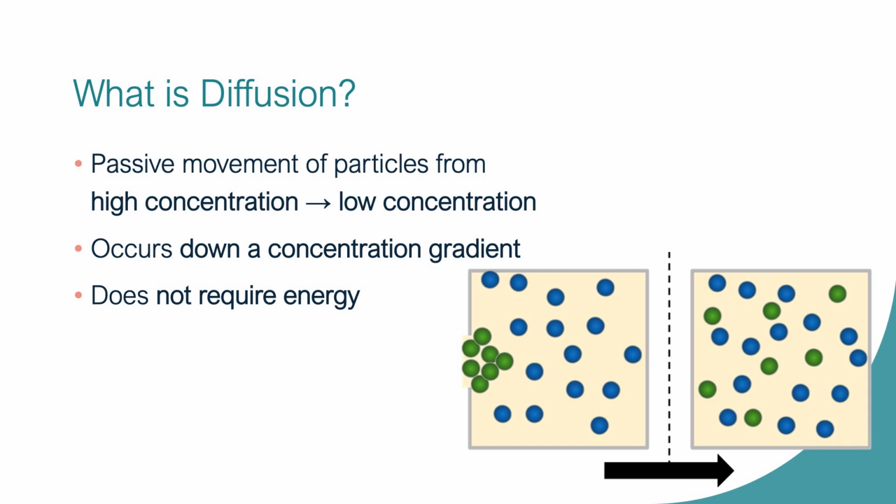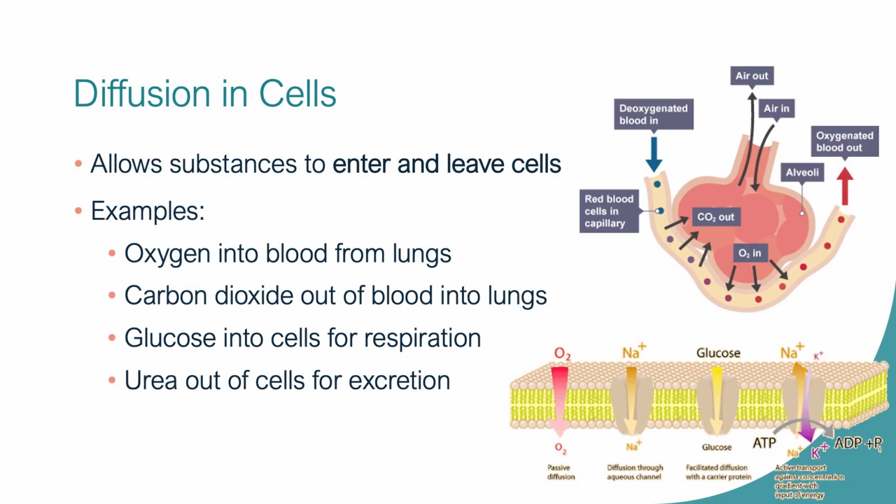So diffusion is the passive movement of particles from a region of higher concentration to a region of lower concentration. In other words, it means down a concentration gradient. It is a passive process because it does not require energy from the cell. The particles move due to their random motion. Diffusion is important in cells because it allows substances to move across the cell membrane efficiently.